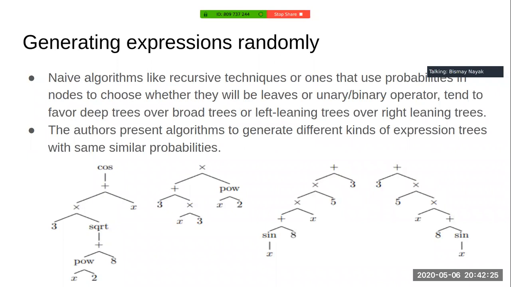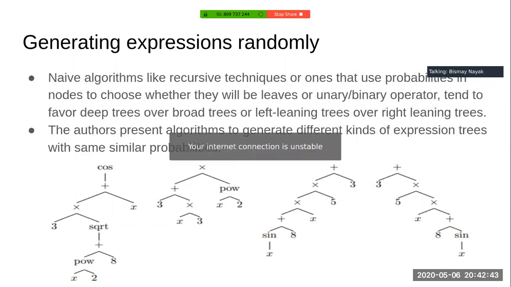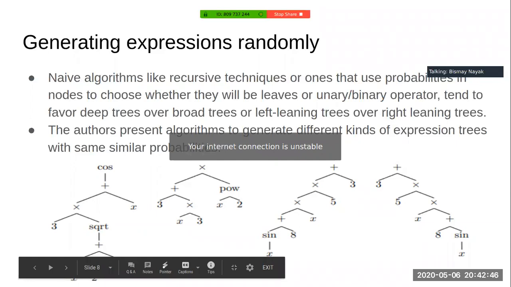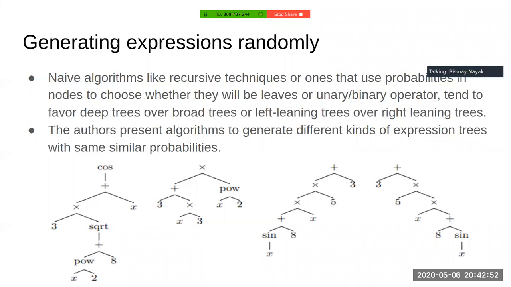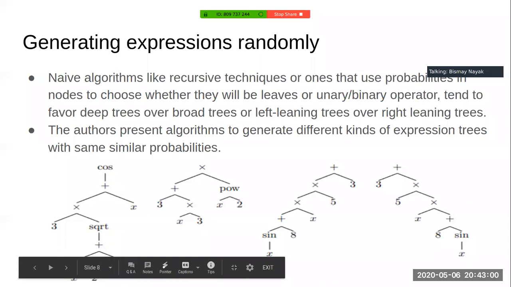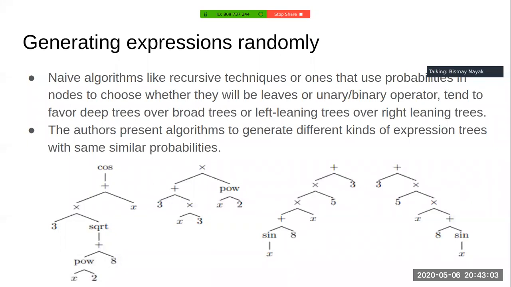After we do this, this is how we'll be presenting the data to our model, right? Prefix notation will be how we'll present the data to our model. But first of all, we need to generate that particular sequence of mathematical expressions, and to do that, we could use some kind of naive algorithms like recursive techniques, or an algorithm where we'll just randomly assign probabilities to the nodes of a particular tree, and then we'll decide whether that particular node is a leaf node or a binary operator or a unary operator, something like that.